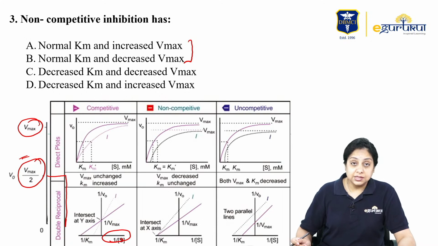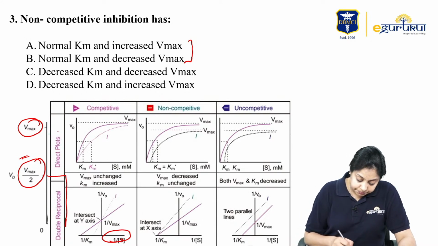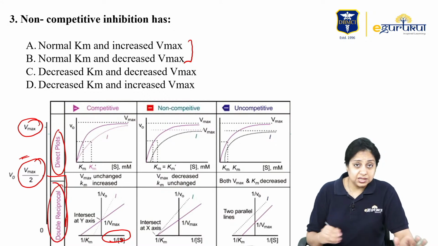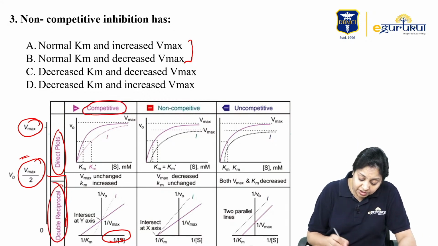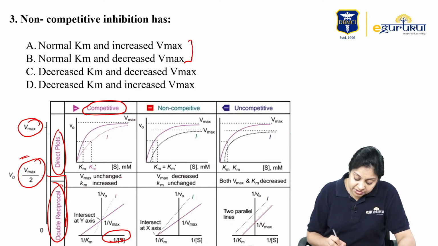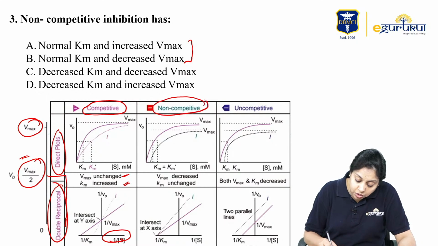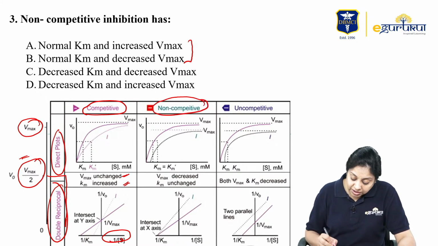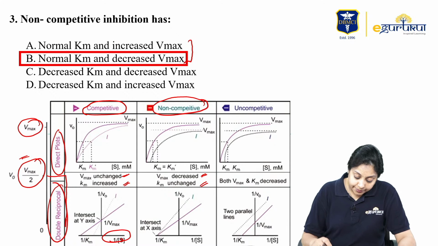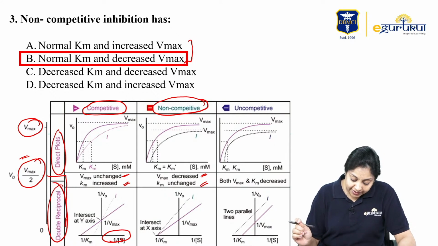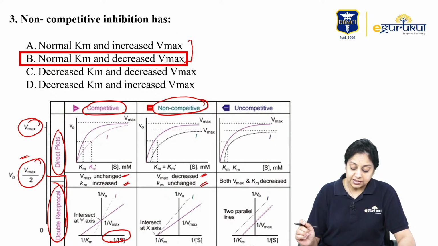Okay, and this is the chart we know. Michaelis-Menten plot, double reciprocal plot. Just mug this up. For the competitive inhibition, what do we know? Vmax is unchanged, Km is increased. The question is asking you about non-competitive. Non-competitive is Vmax is decreased and the Km is unchanged. So what is the choice? That is B, normal Km and the decreased Vmax. That is non-competitive inhibition.